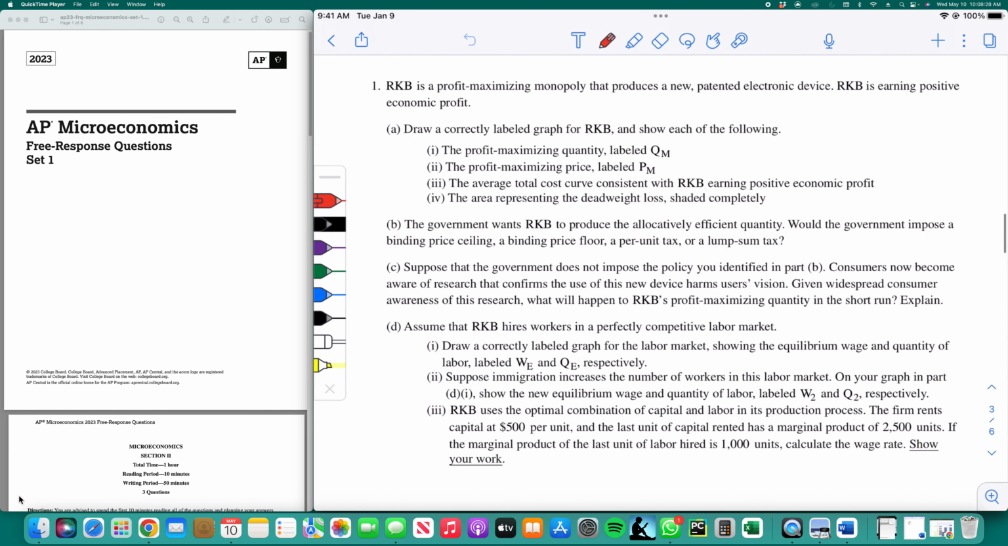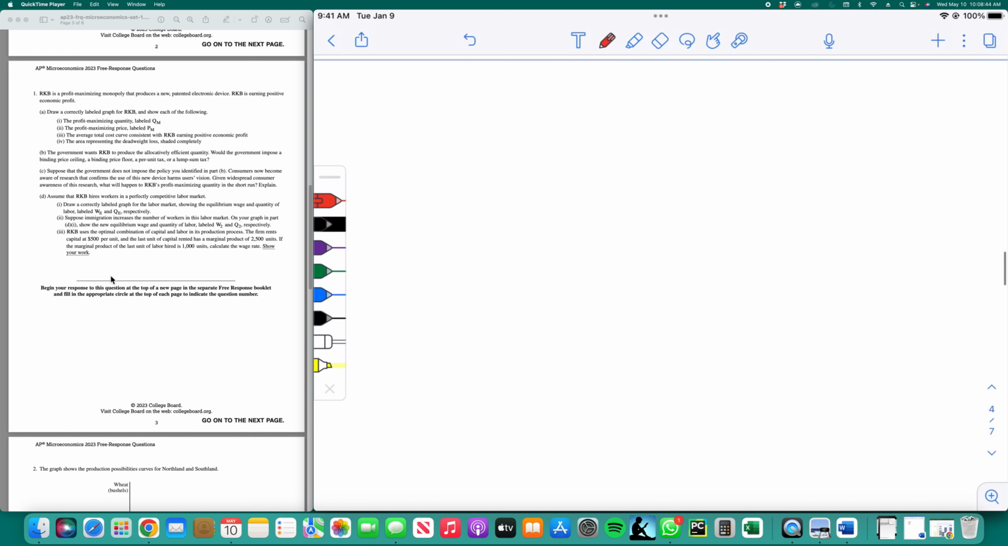So on the left here, I'm going to have the questions right there, and then I'm going to be putting my answers over here. So you can basically see everything that I'm thinking. I'm going to write down, so that way you know what you need to be thinking when you do the exam. So the question says, RKB is a profit maximizing monopoly that produces a new patented electronic device. RKB is earning an economic profit.